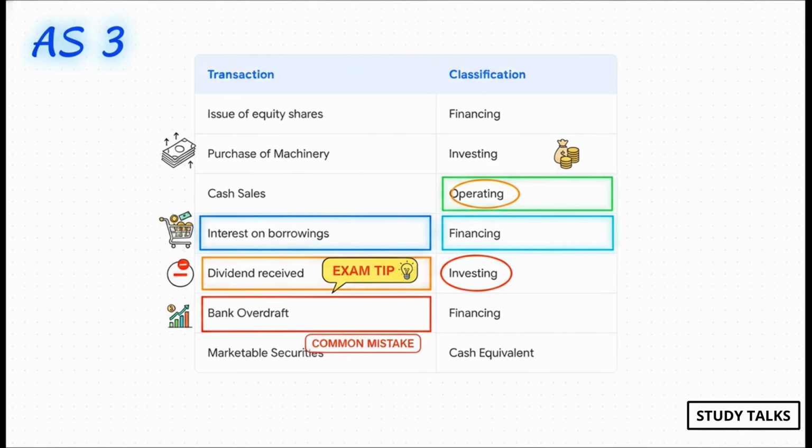Ready? Proceeds from issuing shares. That's raising funds, so it's financing. Buying machinery, long-term asset, that's investing. Cash sales, core business, that's operating. Now look at that tricky one, bank overdraft. As per AS-3, this is treated as a short-term borrowing, which makes it a financing activity. That's a great one to remember.